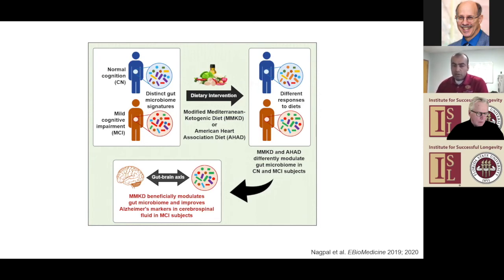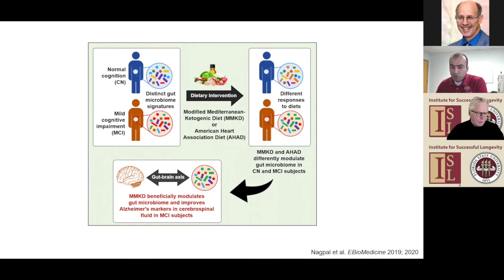So these studies clearly showed that, first of all, the patients with mild cognitive impairment had a very different microbiome compared to the control cognitively normal subjects. And the response of the microbiome to the dietary interventions was very different between a Mediterranean ketogenic diet versus the response to an American Heart Association diet.